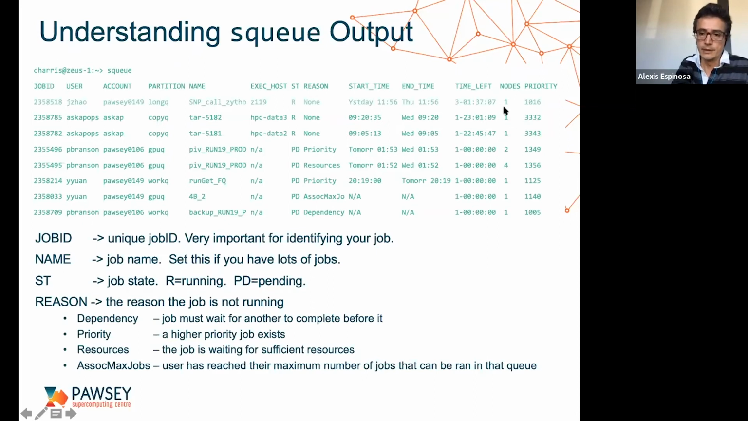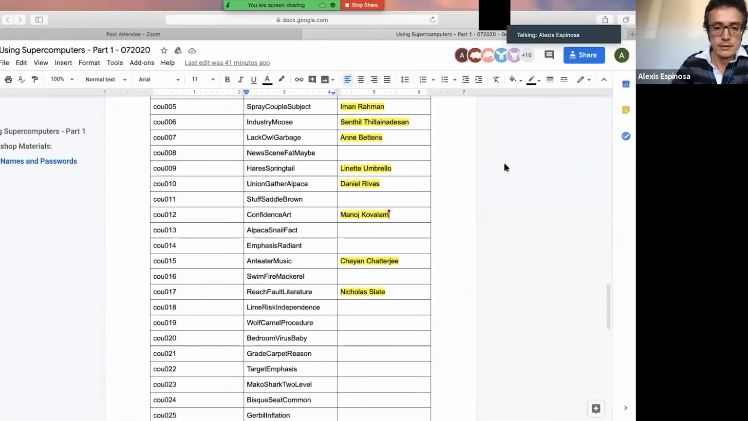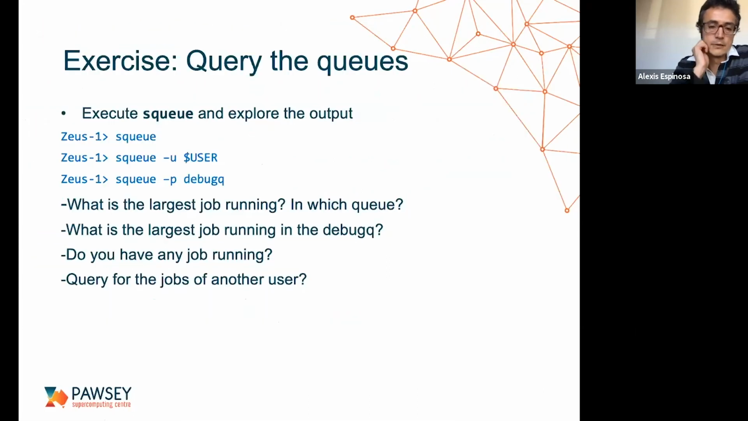So, for example, in this list, this job is not running, but it's asking for 4 nodes. So you can check which one is using more nodes there.